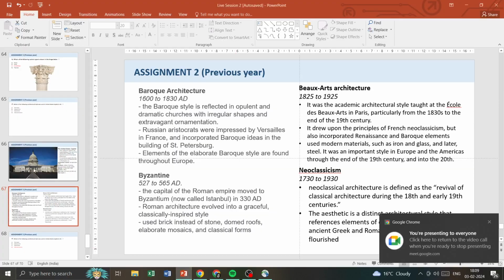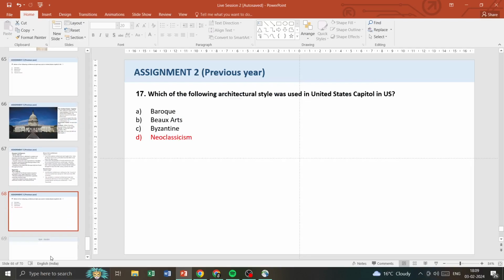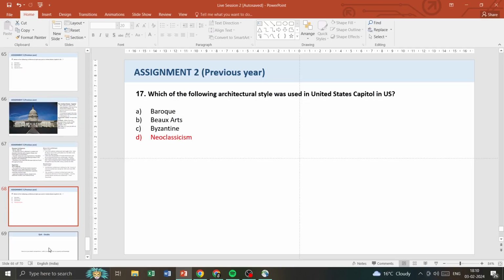So again, looking at the Capitol building, you can see very clearly it was built in the late 1700s, and it has used the classical elements of architecture, the columns, the tribute. So our answer would be D, neoclassicism.